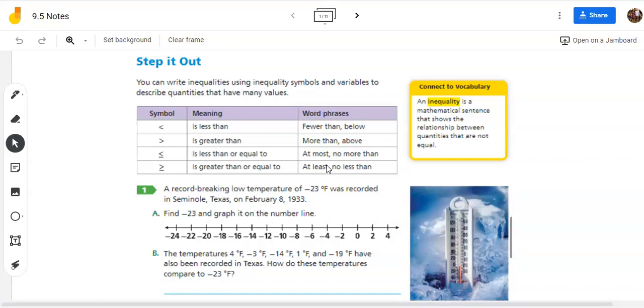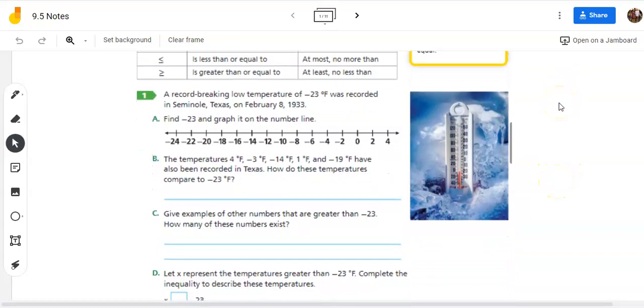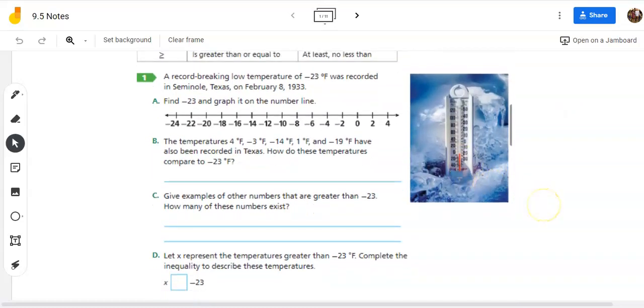And we're going to be practicing this a little bit so we can see what to do. Let's look at number 1. Again, you're on page 301. A record-breaking low temperature of -23 was recorded in Seminole, Texas on February 8, 1933. That's pretty cool for Texas. So we're going to find -23 and graph it on the number line.